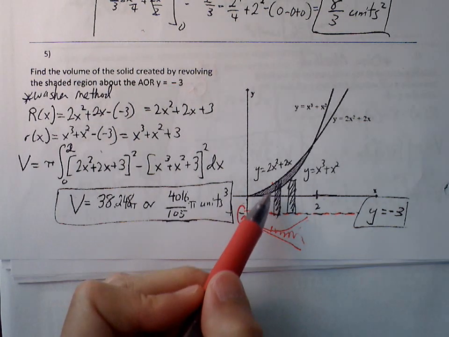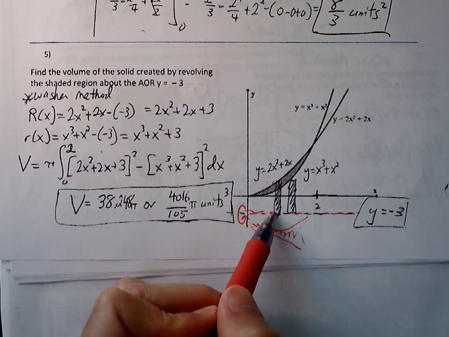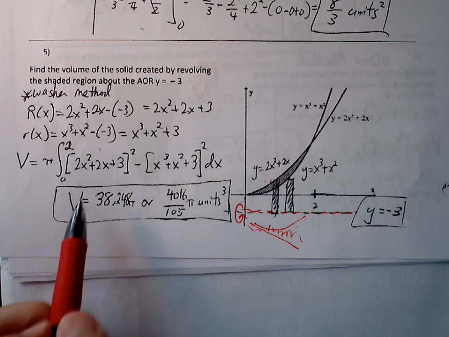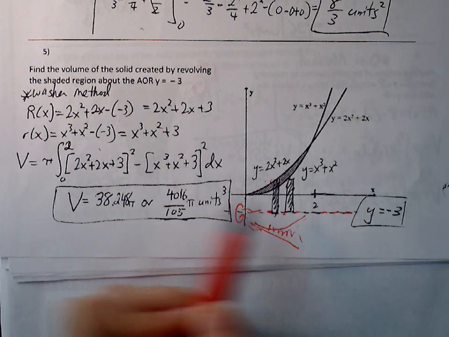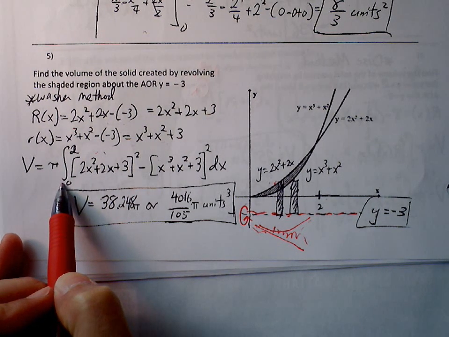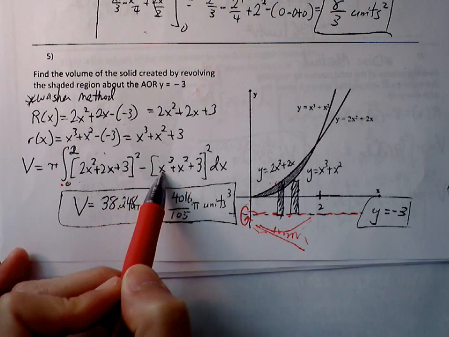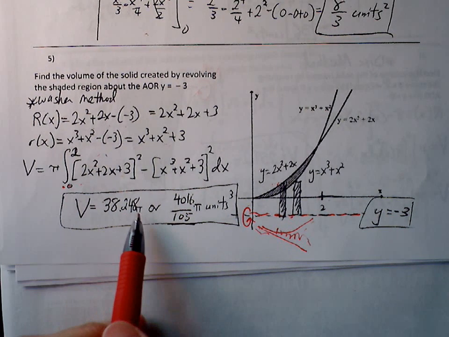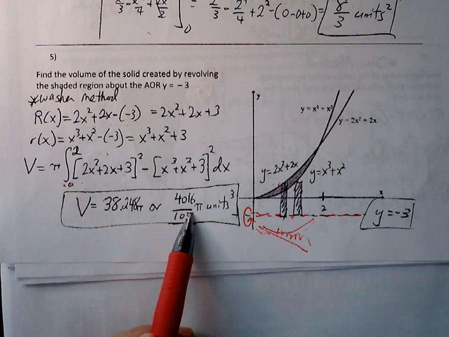So we do top minus bottom. The top is sitting at the 2x squared plus 2x. The bottom is sitting at the -3. So we say 2x squared plus 2x minus -3. That's the big radius. The little radius is going to be x cubed plus x squared minus the -3. Our bounds we can carry over from number 4, from 0 to 2. Big radius quantity squared minus little radius quantity squared. Enter all this in our calculator. We get 4016 over 105, and then include that pi on our answer, in cubic units.